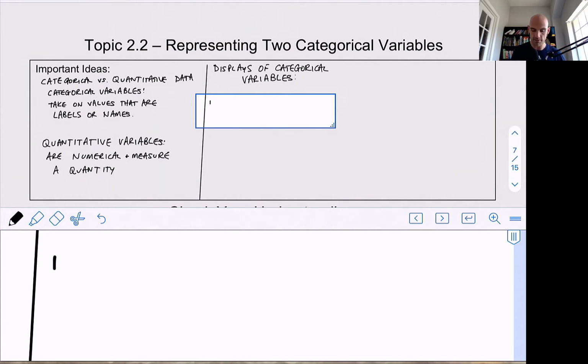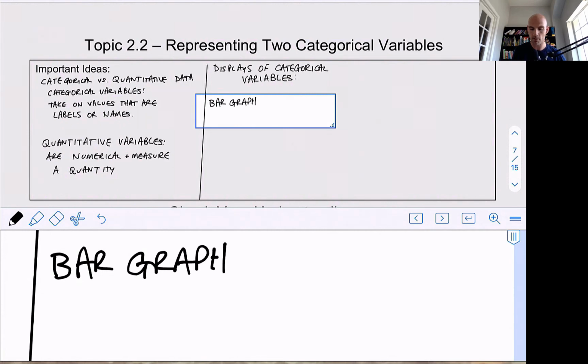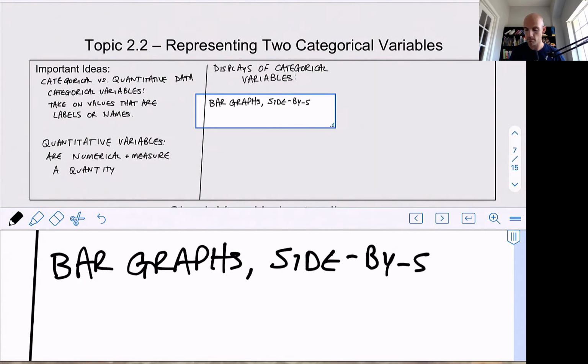You can use bar graphs, like we did up top. You can use side-by-side bar graphs. That's what we had yesterday, right, where you put them right next to each other. So we had two different variables, and we put them side by side. So side-by-side bar graphs.